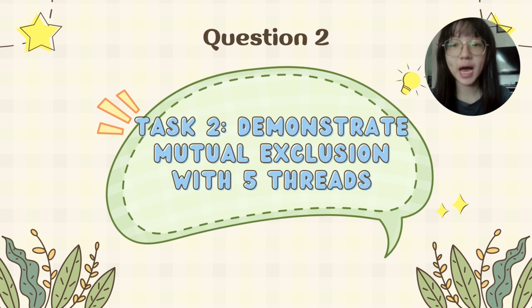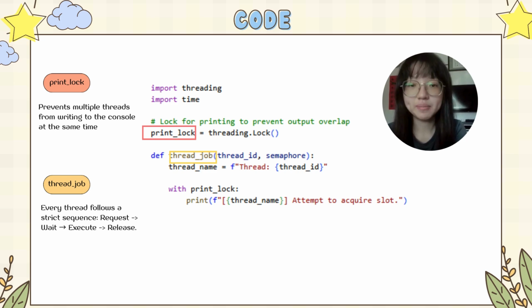I'll be demonstrating how a custom-built counting semaphore in task 1 manages 5 concurrent threads to ensure mutual exclusion and first-in, first-out fairness within a shared buffer environment. So now let's dive into the implementation part.